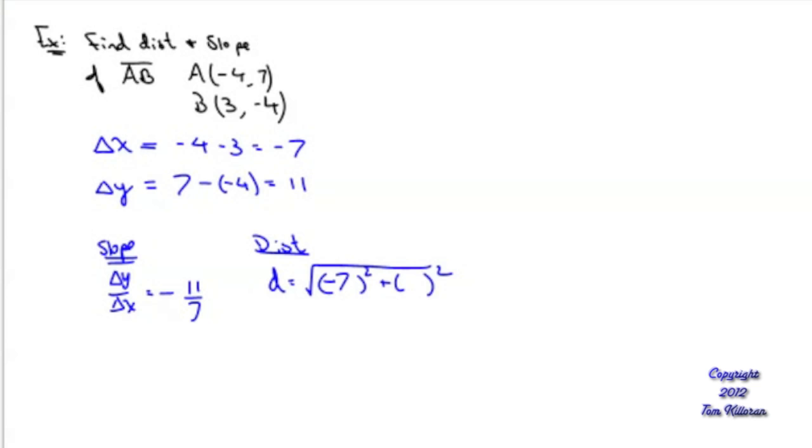Over here goes 11. 7 squared is 49, so this is the square root of 49 plus 121, better known as 170. Plus 121, it's 11 squared, not 22. So this is the square root of 170.